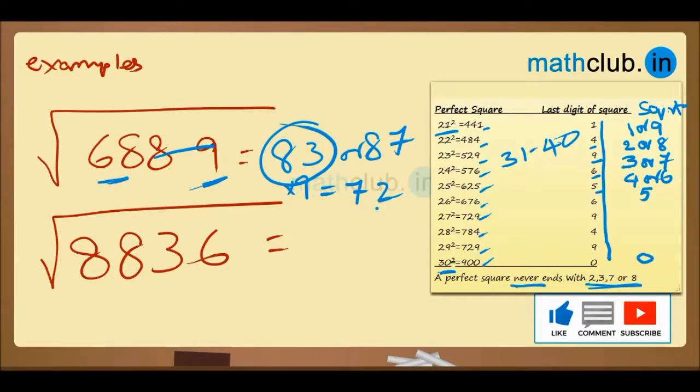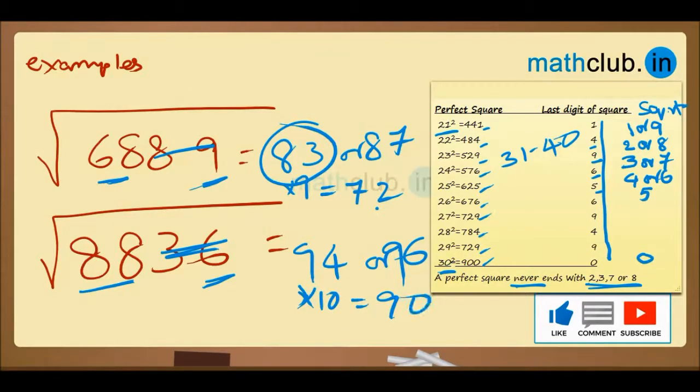Let's look at another example, 8836. So this should end with either 4 or 6. Cancel the last two digits. 88, the highest square less than 88 is 9 square, so 94 or 96 is the answer. Now 9 into 10 is 90, whereas the value is just 88, so again 88 is less than 90. I have to take the answer as 94.